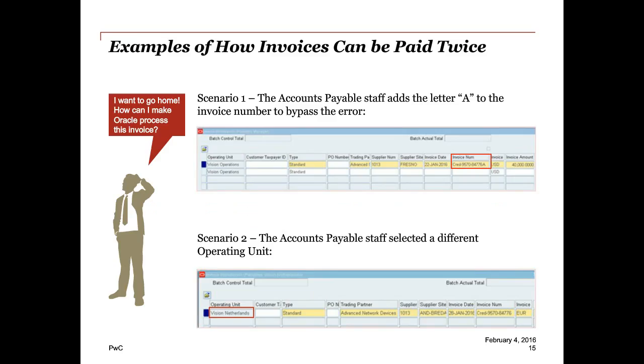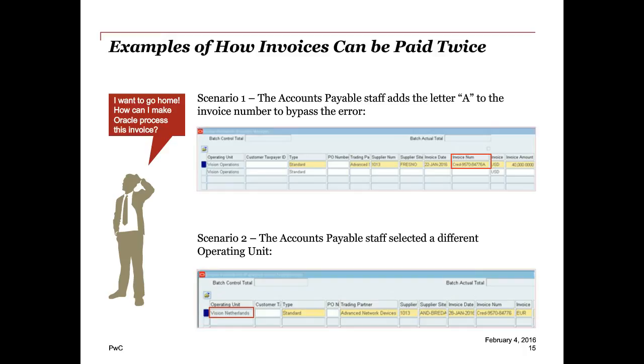So how can invoices get paid twice? What happens in reality? Two great examples. We see this happen, and we see it as a reason that clients share with us on a regular basis. It's late in the day. It's month end. Pressure's on to get invoice payments out the door. A clerk goes to enter an invoice, and it gets rejected immediately. They need to get home to their family. Why don't I just add an A to the end of the invoice number? Fantastic. It sails through. Job done.